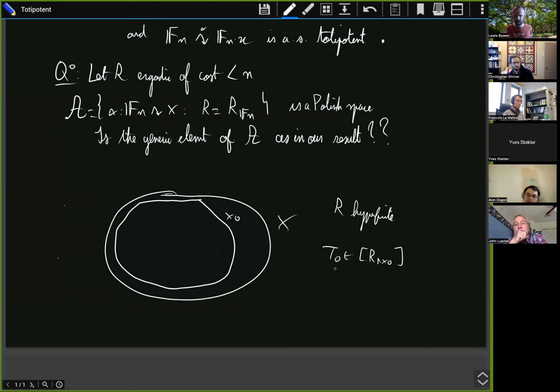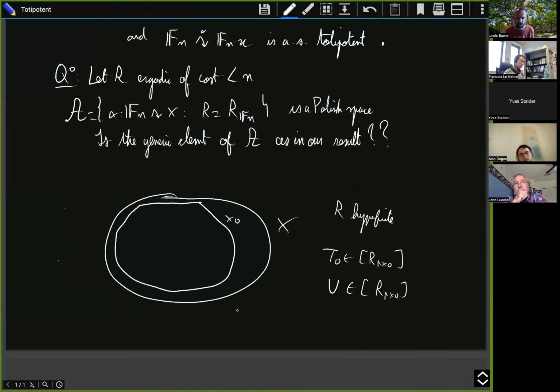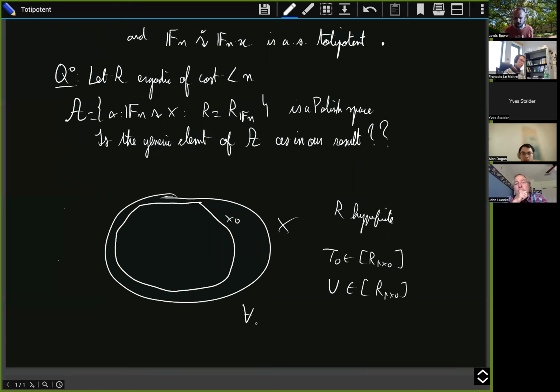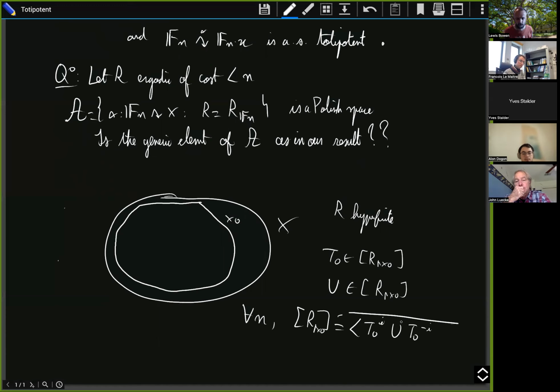So this is just a statement about the ergodic hyperfinite equivalence relation. There is a guy like this, and there is a U such that for every n, the full group of R restricted to x0 contains as a dense subset the following: the group generated by the T0 conjugates of U. Sorry, not of U, but of U to the n.